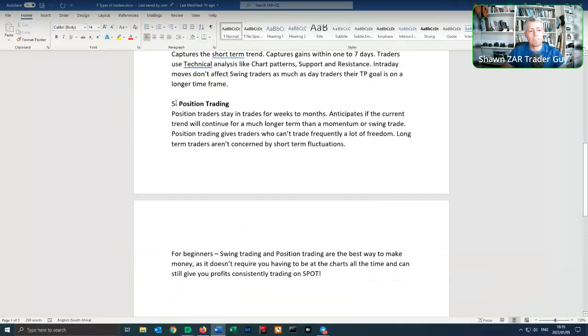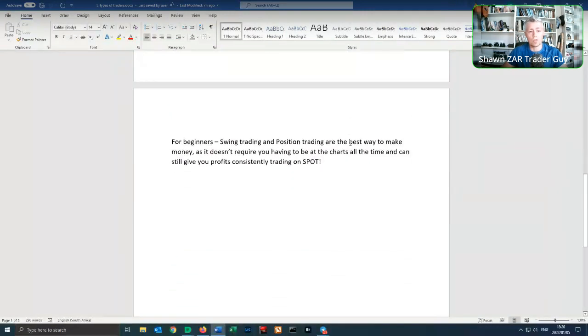And position traders stay in trades for weeks to months, and it anticipates if the current trend will continue for a much longer term than a momentum or swing trade. Position trading gives traders who can't frequently trade a lot of freedom. Long-term traders aren't concerned by short-term fluctuations. And you can see there, for beginners, swing trading and position trading are the best way to make money, as it doesn't require you to be at the charts all the time.